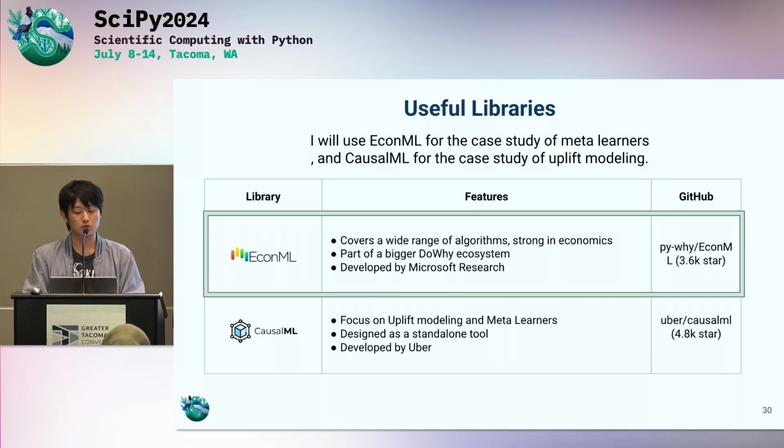Here, let me introduce two great OSS libraries. The first one is EconML, developed mainly by Microsoft, and the second one is CausalML, developed mainly by Uber. The most significant difference is that EconML covers a wider range of algorithms, while CausalML focuses more on marketing use cases and uplift modeling. Today, I will share two case studies, and first I will use EconML with the economics dataset.